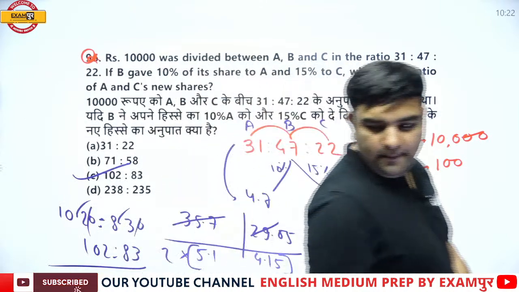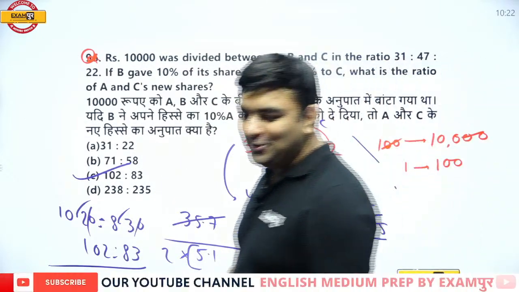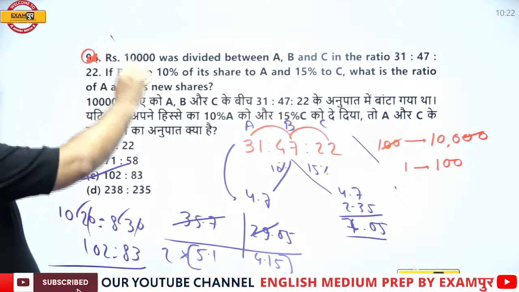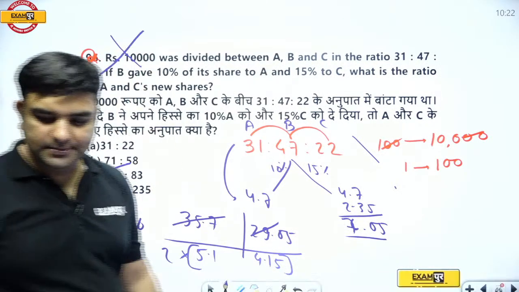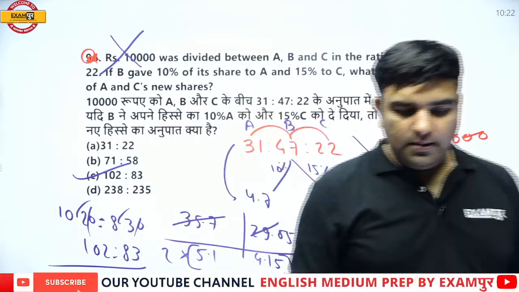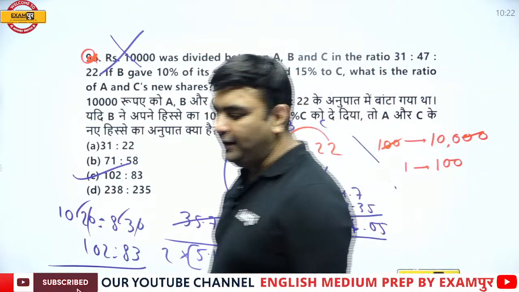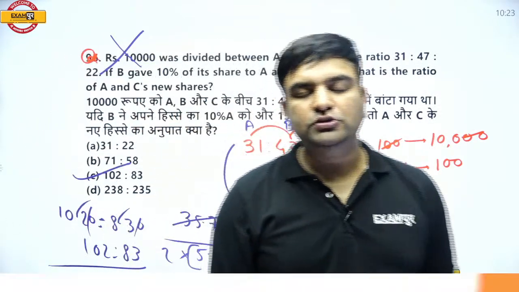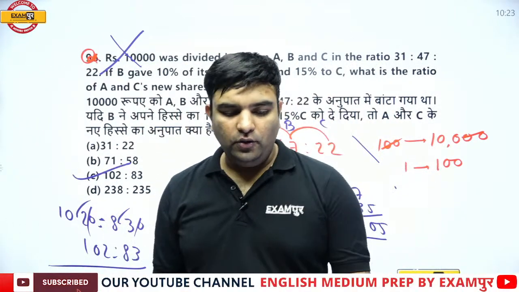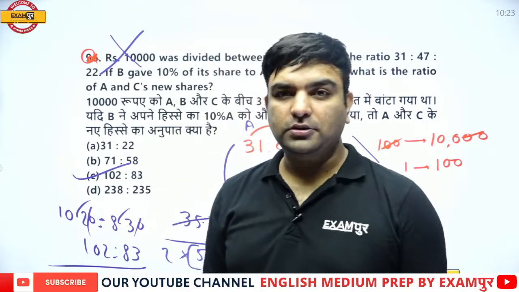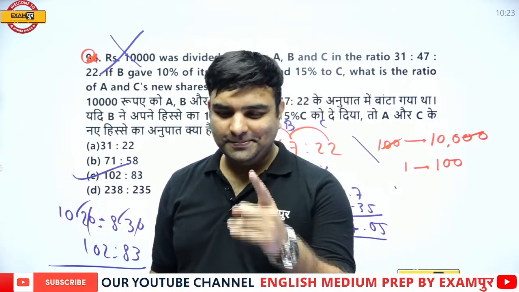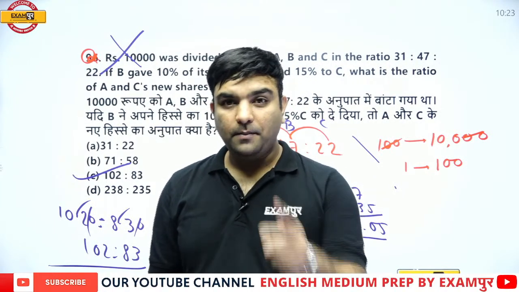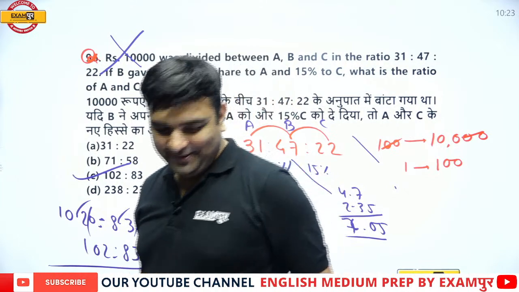Do you got this? What I've just done? I've not taken the use of the actual values and directly calculated the ratios, because in calculating the ratio, actual values are not required. Got it? Perfect. Good.